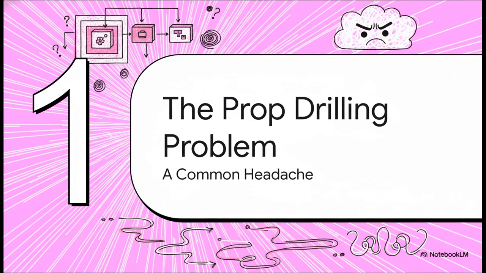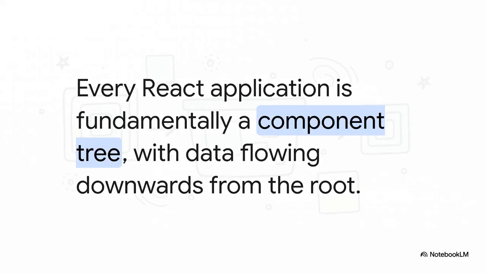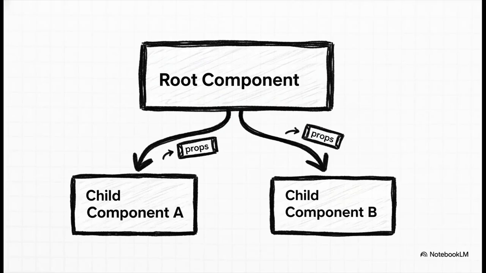Well, that whole frustrating process, it actually has a name. It's called prop drilling. It's one of the most common headaches you'll run into building React apps, so let's really break down why it's such a problem. To get it, you've got to go back to the basics. Every React app is, at its heart, a tree of components. You've got your main app component at the very top, and then everything else just branches down from there like a big family tree.